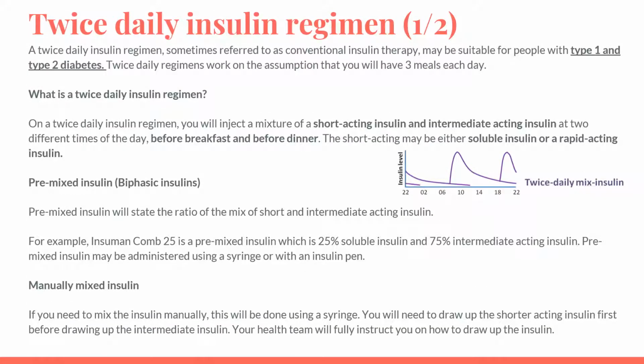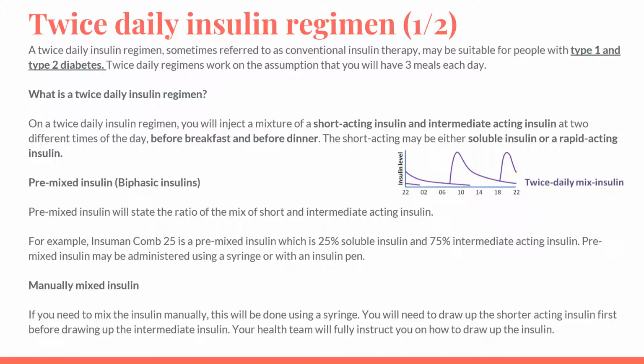A twice-daily insulin regimen, sometimes referred to as conventional insulin therapy, may be suitable for people with type 1 and type 2 diabetes. Twice-daily regimens work on the assumption that you will have 3 meals per day. What is a twice-daily insulin regimen? On a twice-daily insulin regimen, you will inject a mixture of a short-acting insulin with intermediate-acting insulin at 2 different times of the day, before breakfast and before dinner. The short-acting may be either soluble insulin or a rapid-acting insulin.